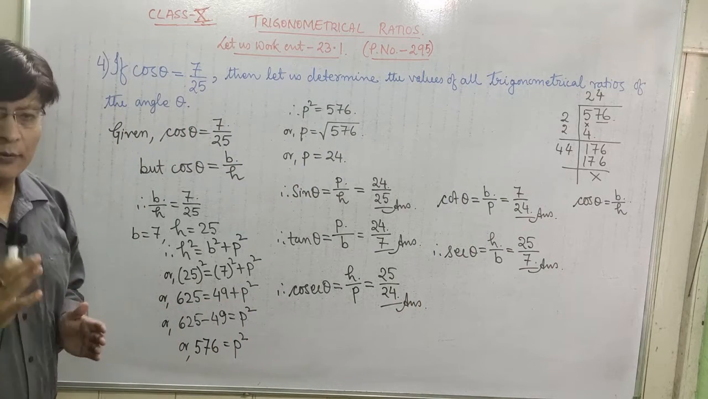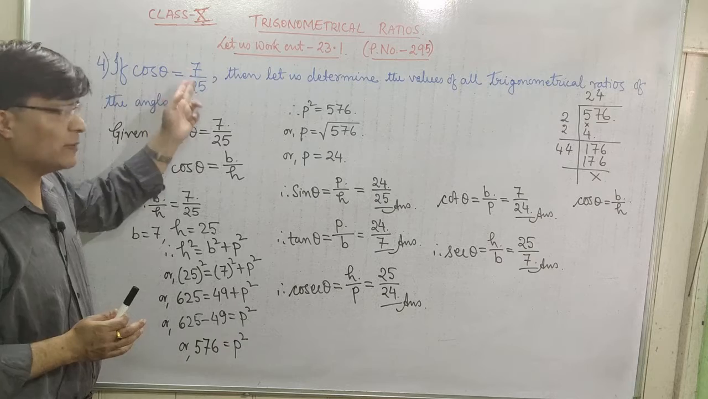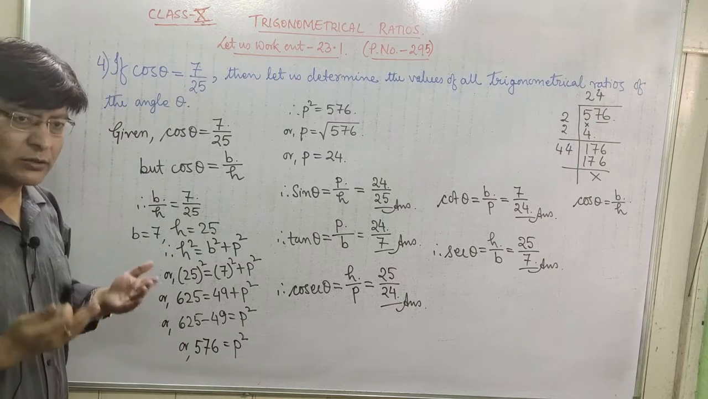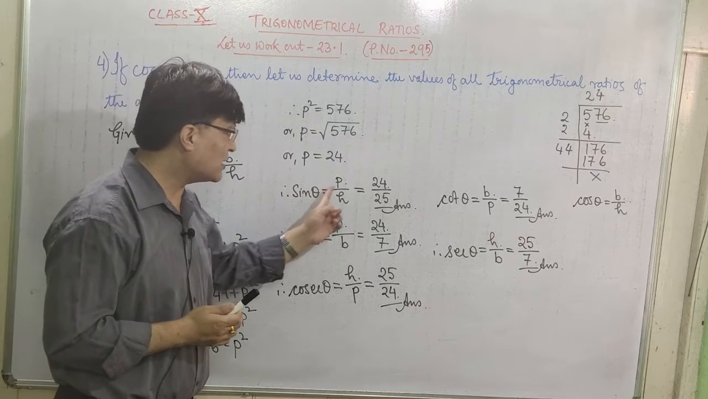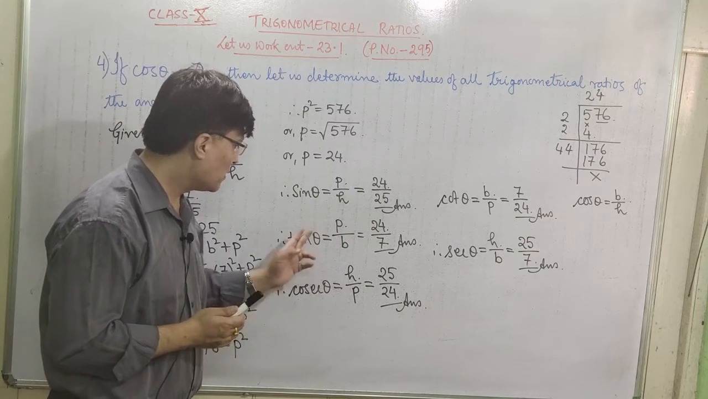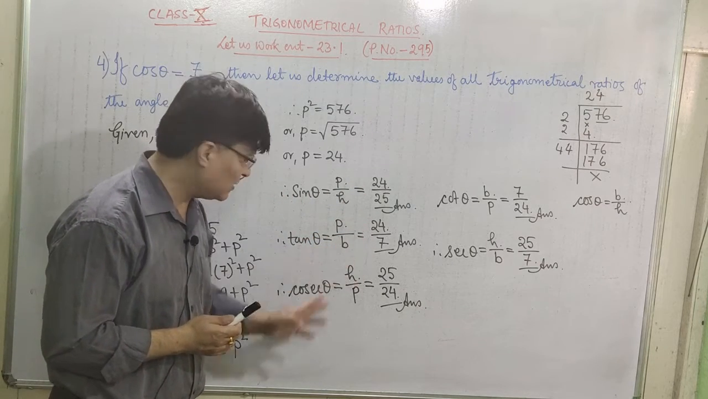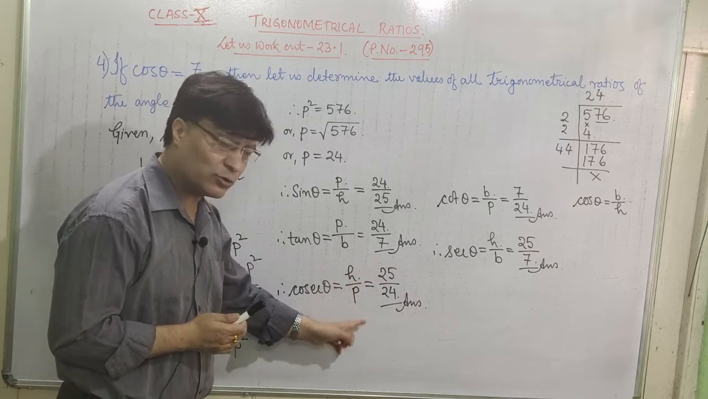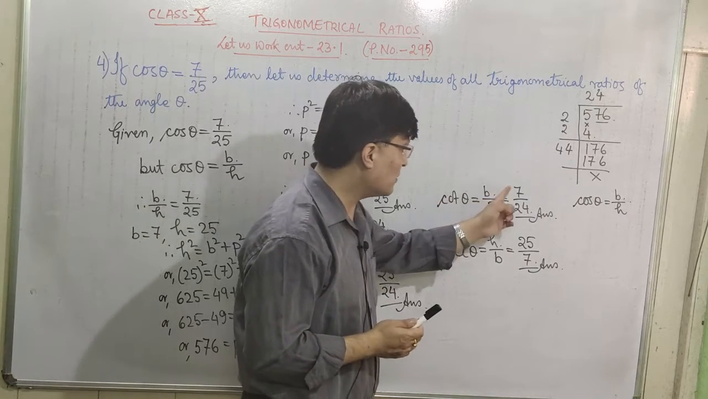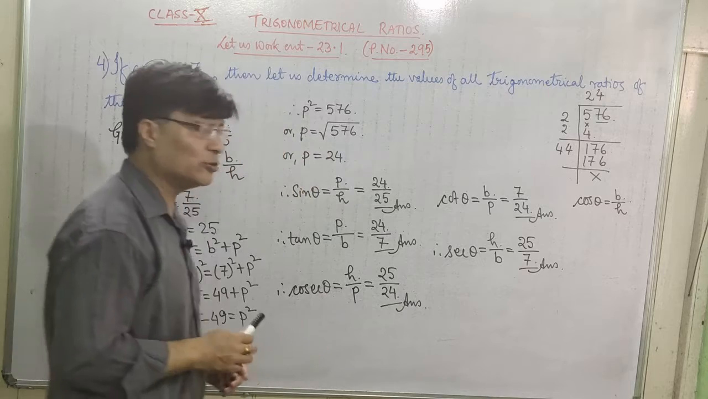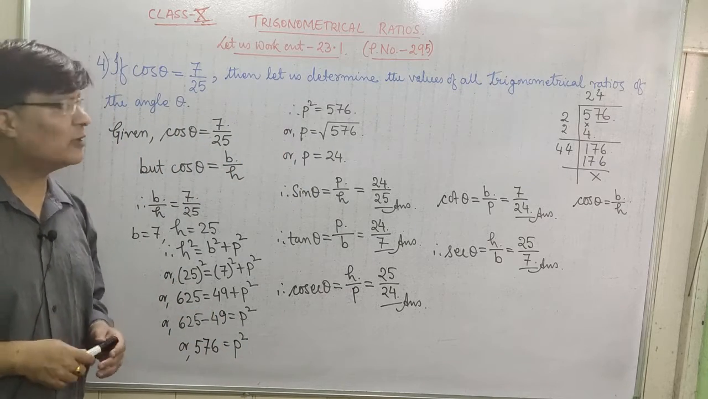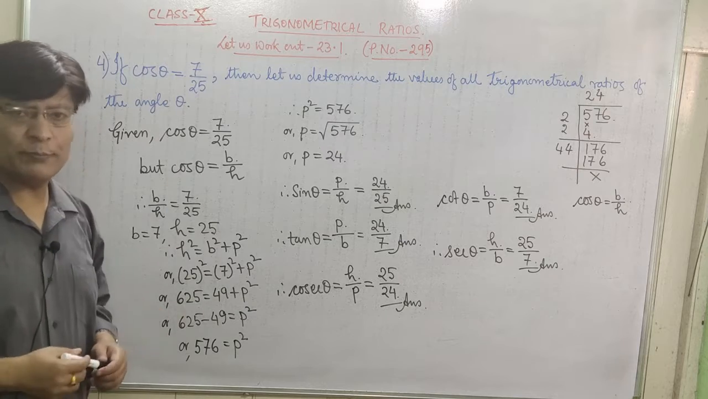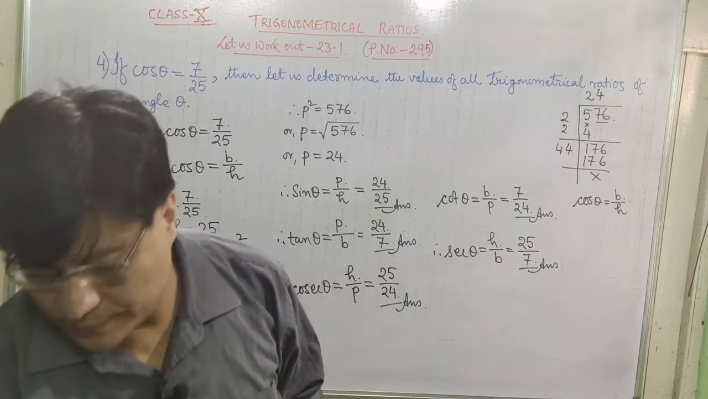So now from the given value of cos theta is equal to 7 upon 25, we got all the trigonometrical ratios of the angle theta. That is sin theta is equal to 24 by 25, tan theta is equal to 24 by 7, cosec theta is equal to 25 by 24, cot theta is equal to 7 by 24, and sec theta is equal to 25 upon 7. So these are the answers. So I think you have understood it. So you can copy it. Now we'll do the next question.